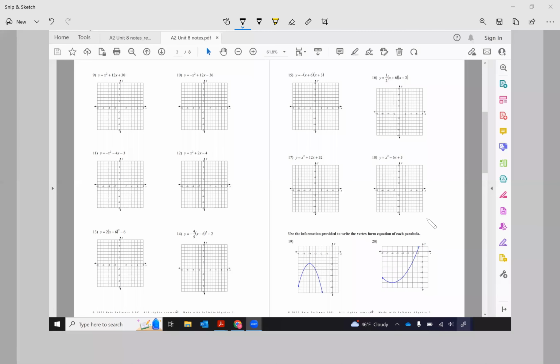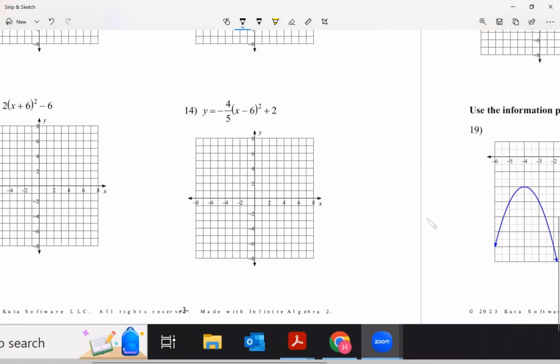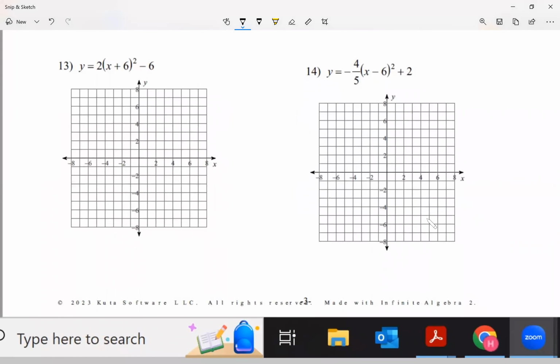Okay, so let's do a quick review of this week. We saw how to graph quadratics. I know they look like a U shape. We call those parabolas. We learned how to graph quadratics 3 different ways. On Monday, I'm going to review questions 13 and 14.